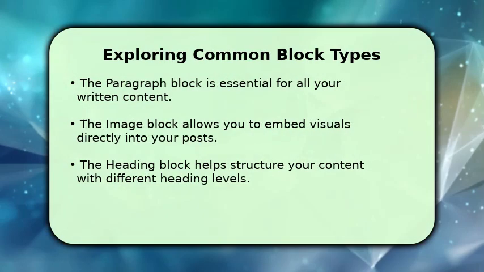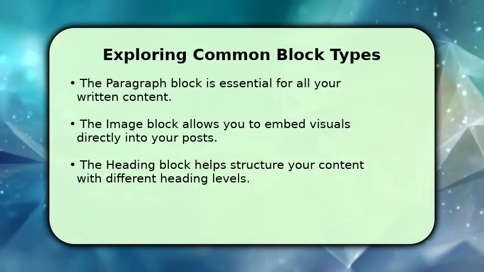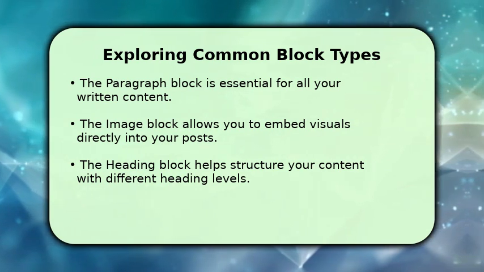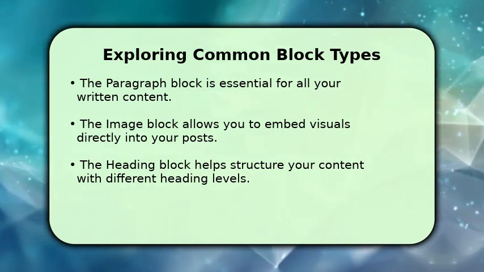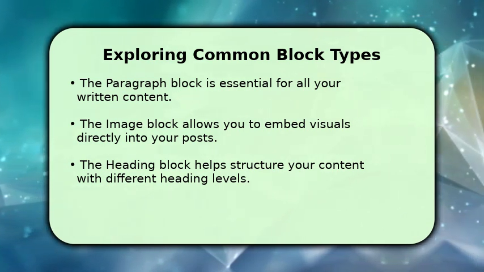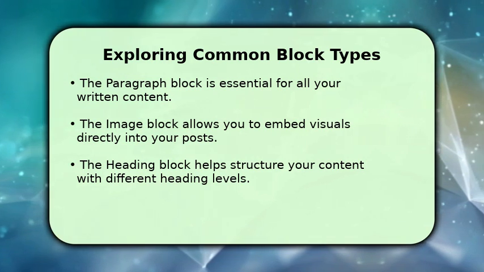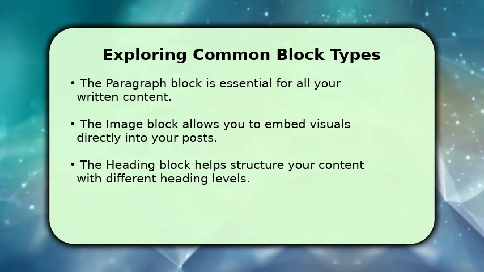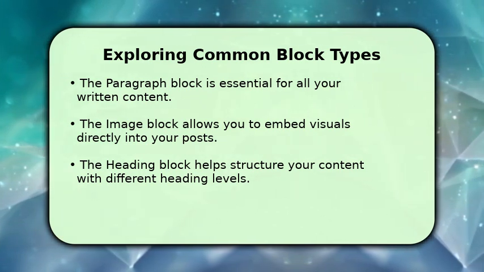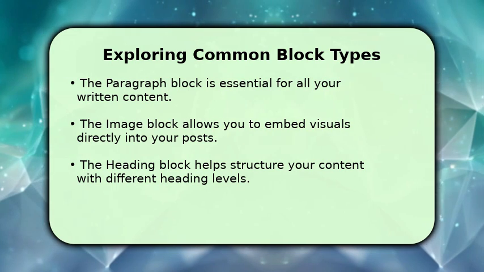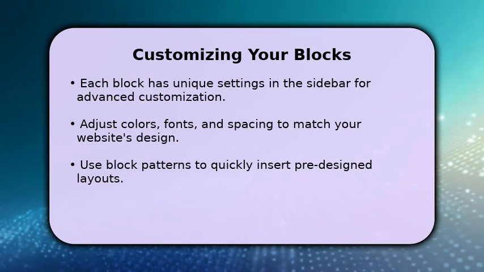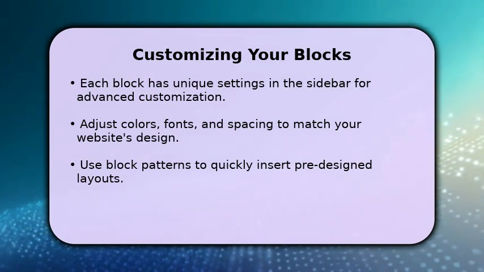WordPress offers a wide array of block types to suit every need. The paragraph block is your go-to for all written content, while the image block allows you to seamlessly embed visuals directly into your posts and pages. For structuring your content, the heading block provides various levels, from heading 1 to heading 6, improving readability. And for organizing information clearly, the list block is perfect for creating bulleted or numbered lists, making your content easy to digest.